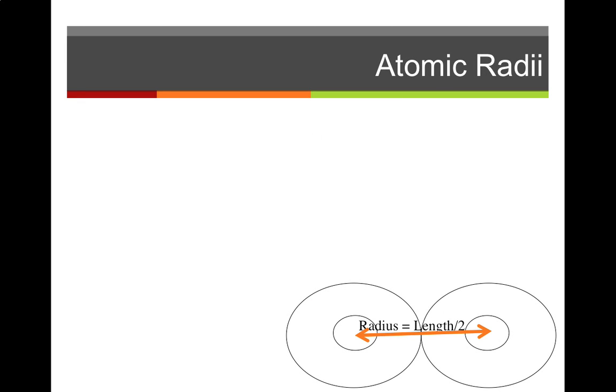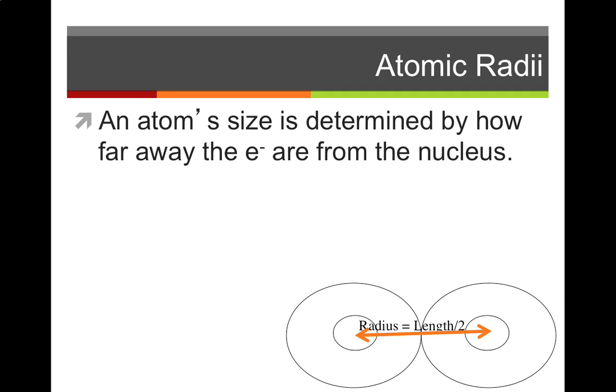We also have a trend when it comes to the atomic radii. So first we need to know what atomic radii is. It's the atom size, and it's determined by how far away the electrons are from the nucleus. And we know those electrons are constantly moving around, but it's the electron energy density. So where are we most likely to see the electron from the nucleus?